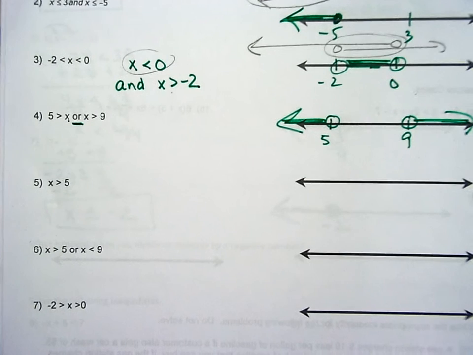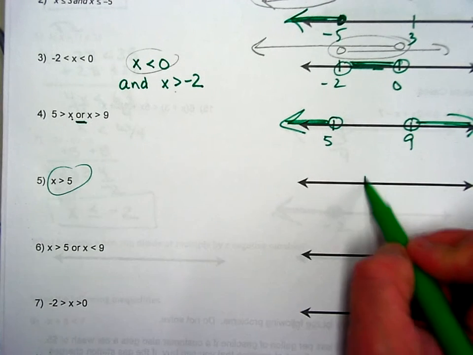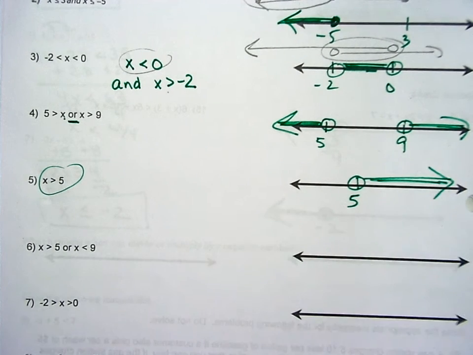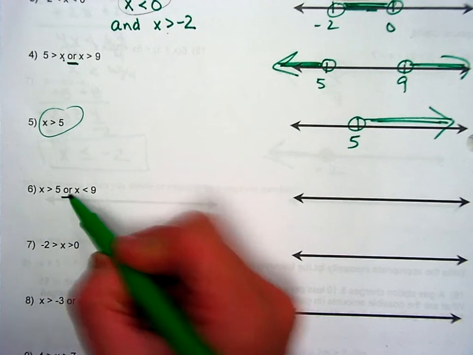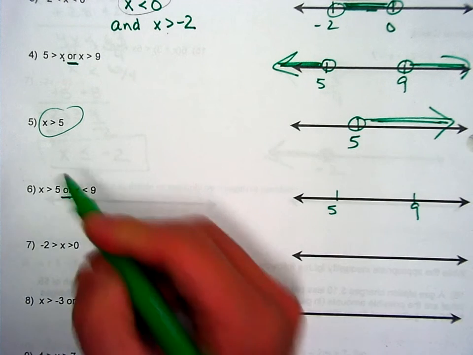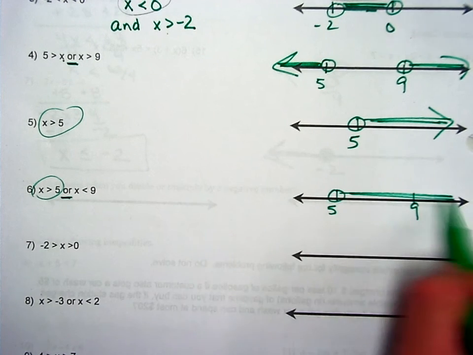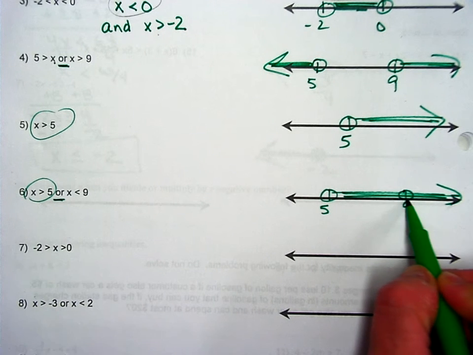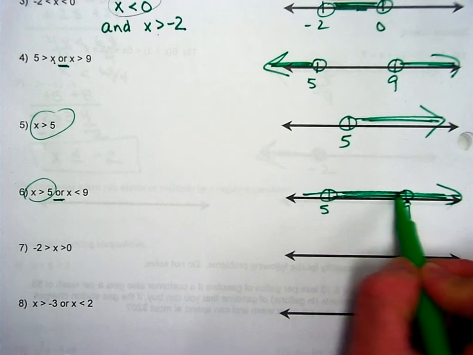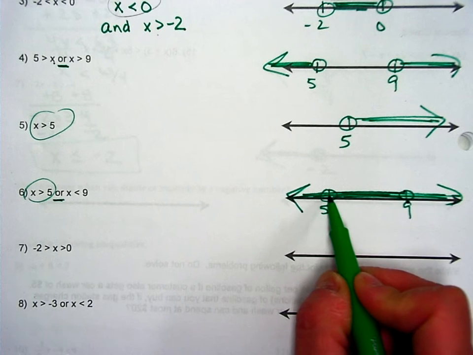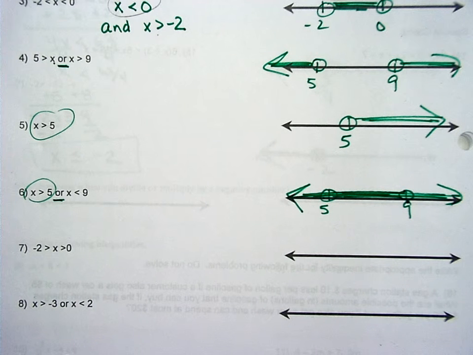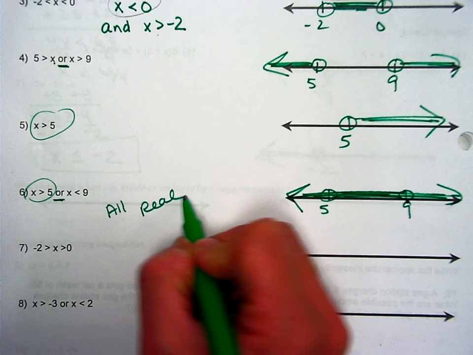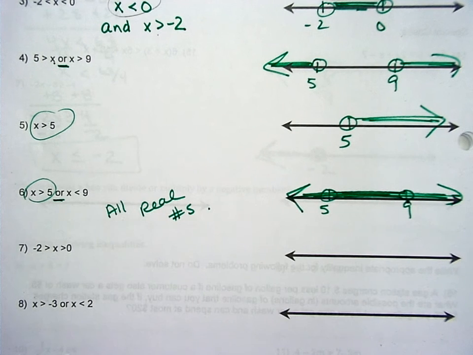Okay, number 5, not a compound, just reviewing the linear inequality. x greater than 5, open to the right. Number 6, it's an or statement, so I'm going to put both here. It says x is greater than 5 or x is less than 9. I'm going to put an open circle here, but it's really shaded because it got shaded over. And when I go all the way to the left, notice this gets shaded over. Do you see that the entire number line gets shaded? This is really another scenario of all real numbers because every number will fit one of these criteria.